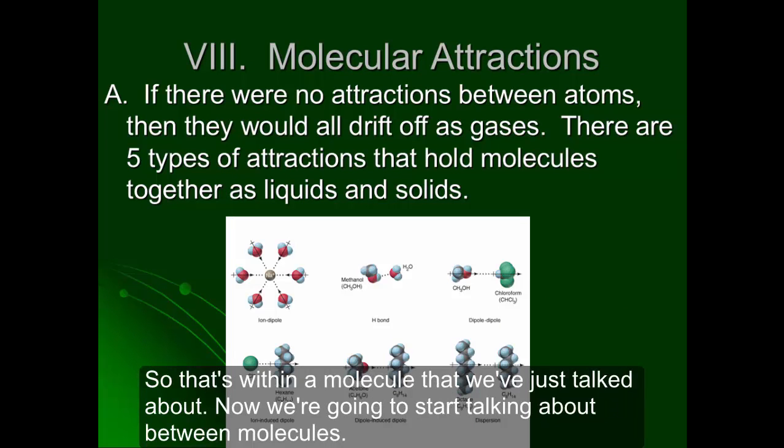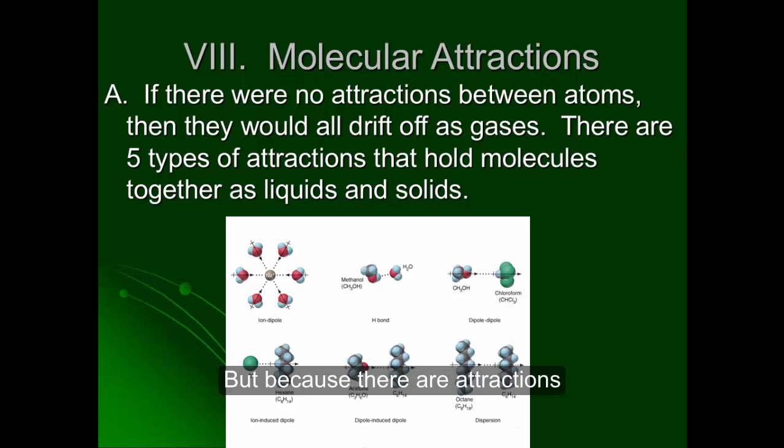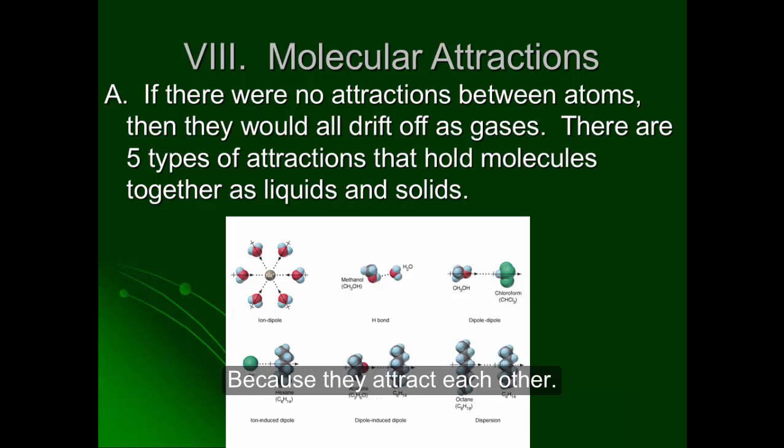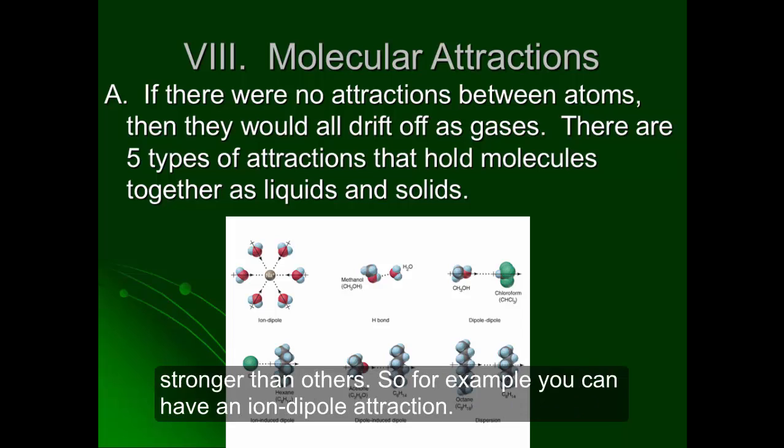So that's within a molecule that we've just talked about. Now we're going to start talking about between molecules. If there were no attractions between your atoms or between your compounds, then everything would just separate out to infinity. But because there are attractions, we do get liquids, and we do get solids, and we do get gases that stick around a bit because they attract each other. So you have various types of attractions that happen between molecules, and some are stronger than others.